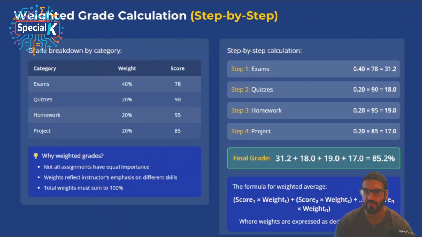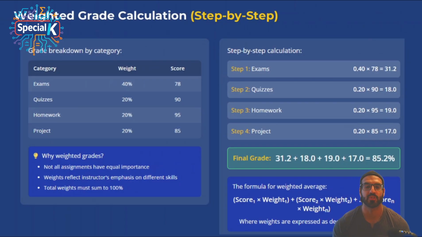So we do have a very, very simple formula. The formula is like this. If you want to find your total mark, you have to do score times weight for each of them, add them up, and you have your final mark. Again, as you can see, 40 plus 20 plus 20 plus 20, still 100%.